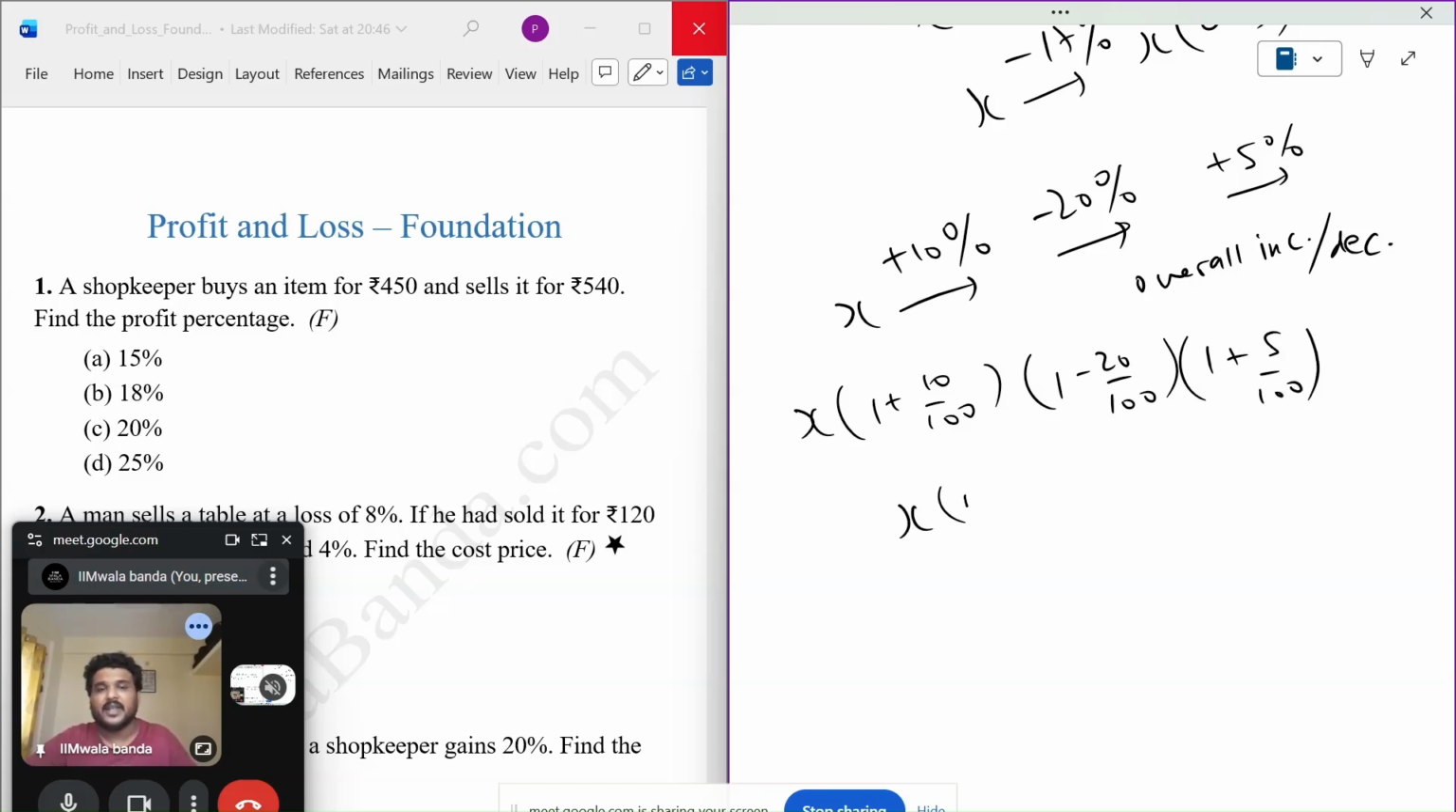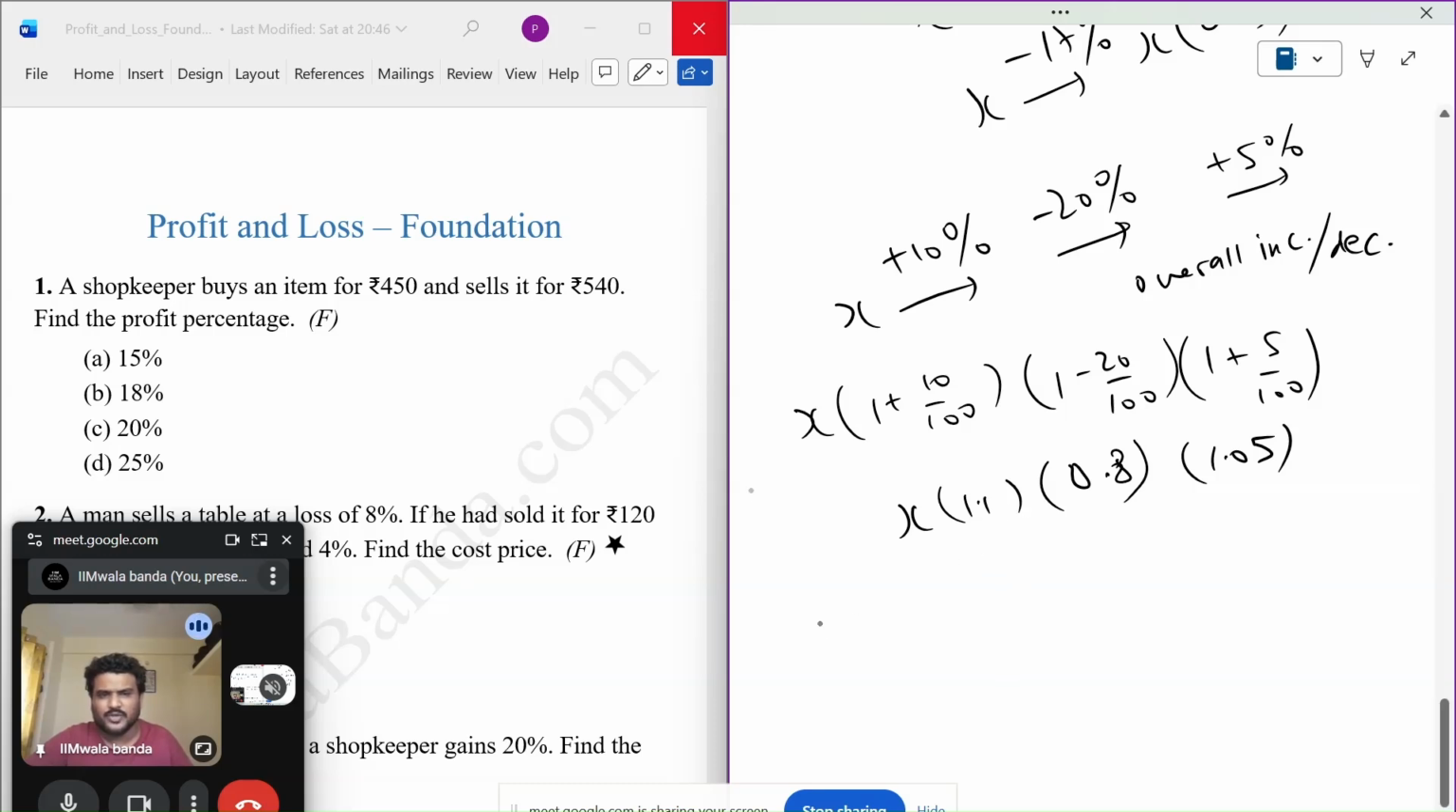Simply directly write increased by 10%, 1.10, decreased by 20%. So 100 minus 20 is 0.80 and increased by 5%, right? If it was 10%, 1.10, but now it is 5%, so 1.05 it will be, right? I hope you're able to understand this concept. Now multiply this entire thing and always ignore the zeros that are after decimal so that you don't get confused.